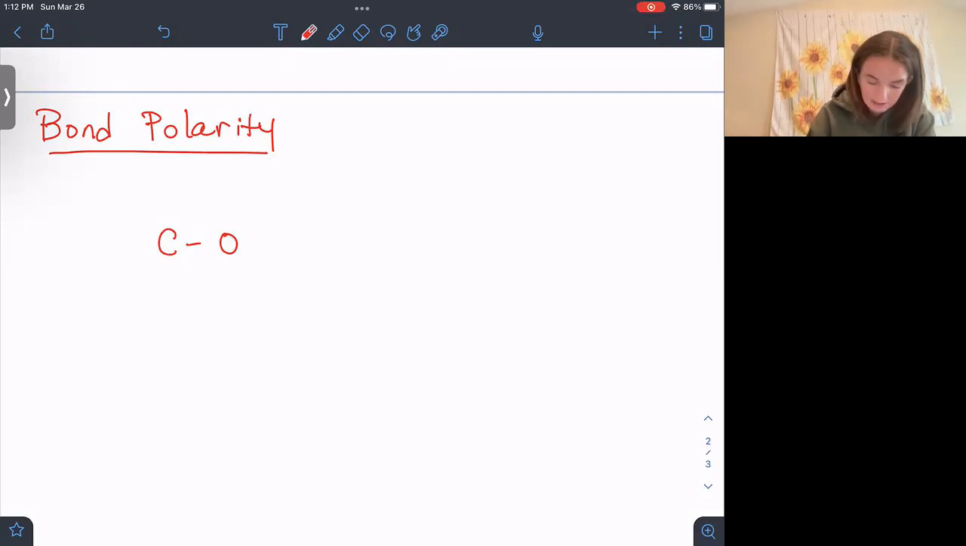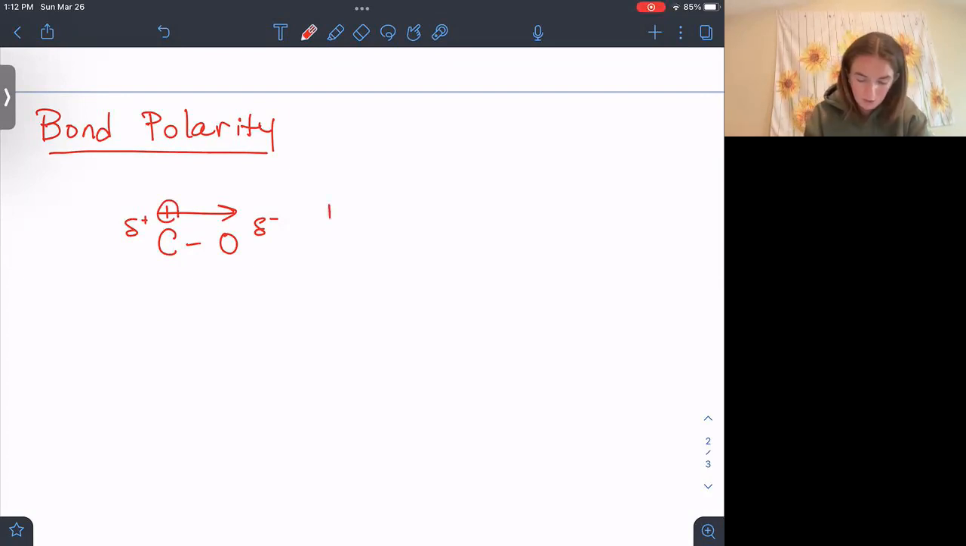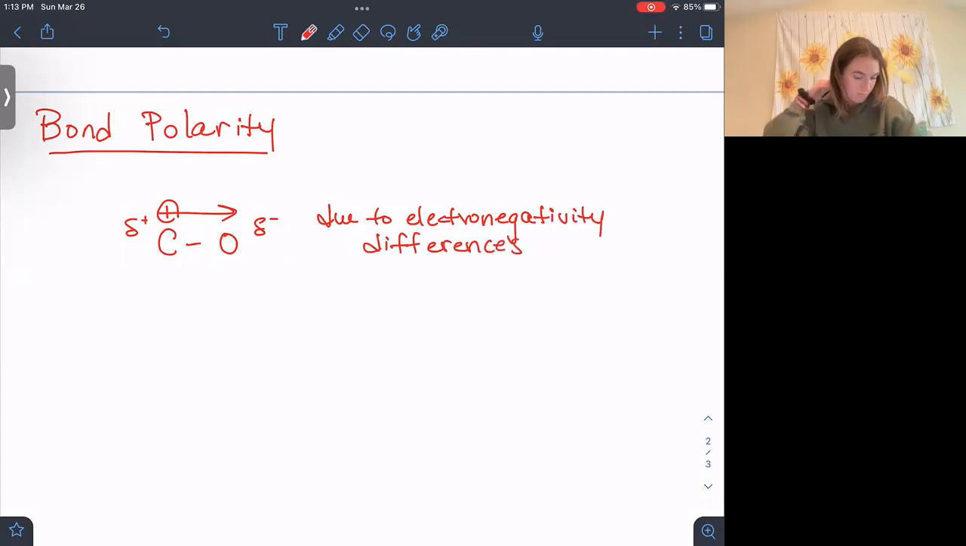So we show bond polarity by saying the electrons are going to spend more time towards that oxygen atom. And so we point the arrows towards the oxygen, and that leaves behind a partial positive where carbon is. So oxygen is now partially negative and carbon is partially positive. And I think that little line on the side looks like a cation. And that tells you carbon's going to be a little bit more positive than oxygen would be. And this is due to electronegativity differences. Okay, so that's what causes a bond to be polar.